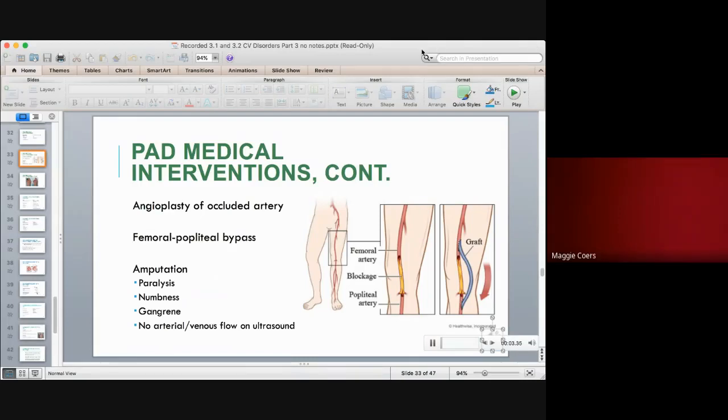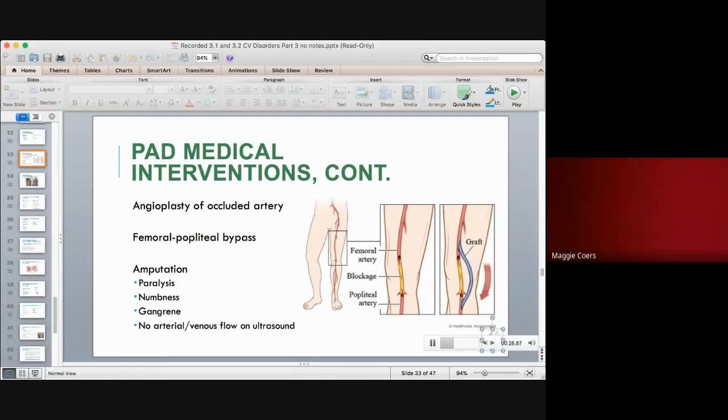If the patient has a lot more signs of ischemia, then we do more procedures to reestablish the blood flow, like an angioplasty of the occluded artery. Especially if they have those 5 Ps, we're going to go in and do angioplasty, and it's very much like angioplasty for coronary artery disease.